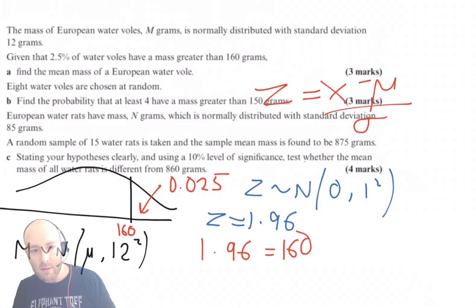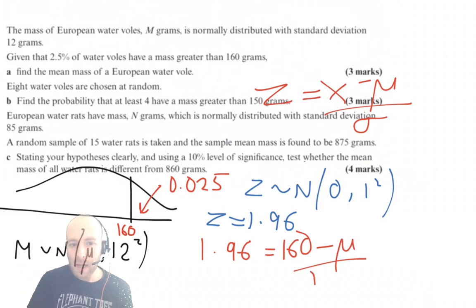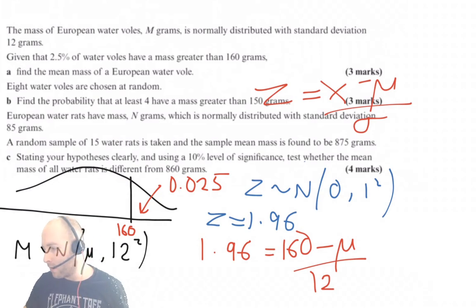Minus mu, or mu is 0. Sorry, what am I talking about? That was the other distribution. 160 minus mu, the thing we're trying to find, divided by standard deviation, which was 12. And if we solve that for mu, we find the mean.